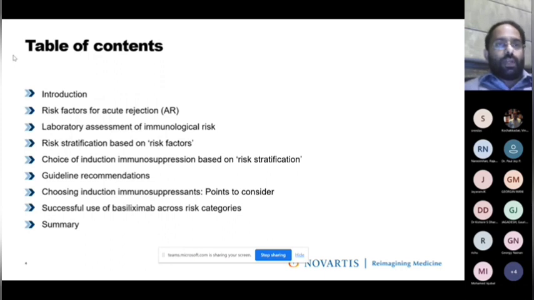So over the next few minutes, I will be dealing with this topic under the following headings. One would be the introduction, and then going ahead with the risk factors of acute rejection. How will you do the laboratory assessment of the immunological risk, the risk stratification based on these risk factors, and once you have stratified the risk, what are the choices of induction immunosuppression, and what do the guidelines have to say, and what are the points to be considered when you choose a particular induction immunosuppressant, and successful use of basiliximab across these various risk categories, and finally summarizing the topic.